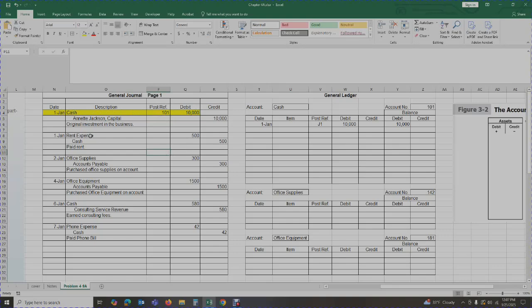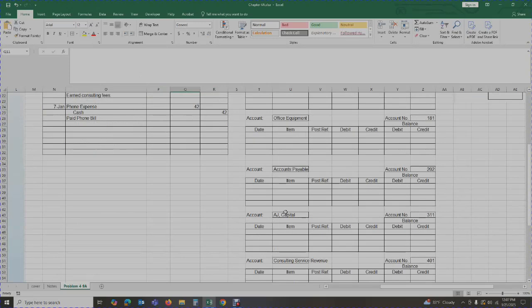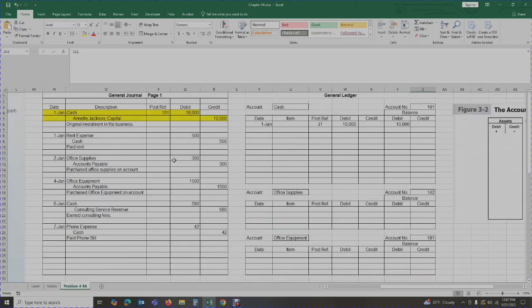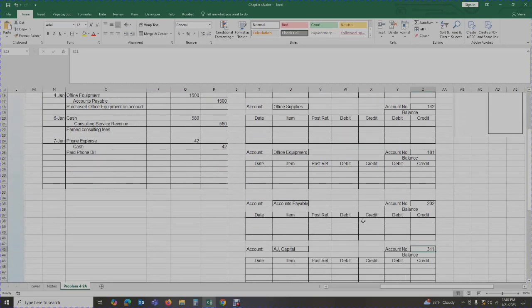Now we're going to go to the next one, which is my capital account. This is Annette Jackson Capital, so we're going to locate the capital account right here. It's account number 311. So this happened on January the 1st.